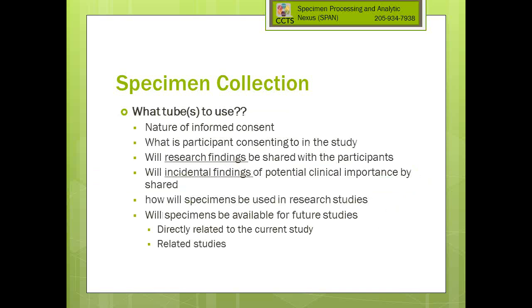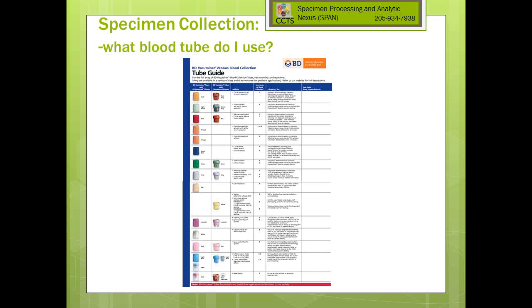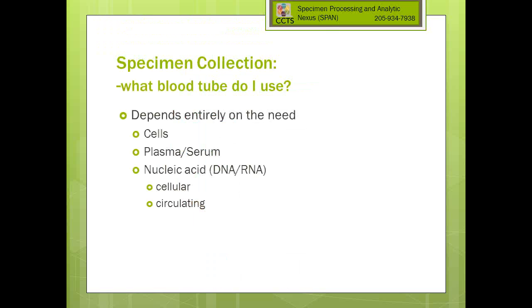So when we think about specimen collection, what kind of tubes do we use? This is from Becton Dickinson, and it's on the website. You can just Google BD vacutainers. There are a lot of different kinds of vacutainers, and these aren't all of them. But you need to know what you're going to do with your samples in order to know which one to use. The type of blood collection tube you use really depends entirely on what you need to do with your sample.